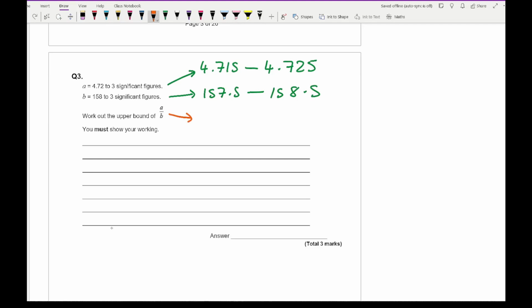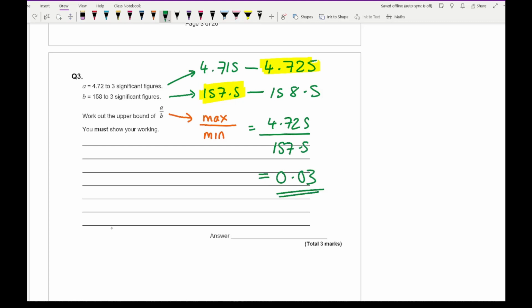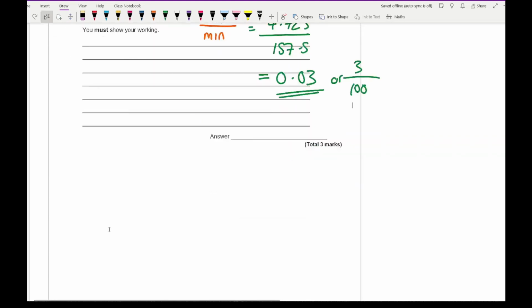Now, to get the upper bound of a fraction, we want the biggest numerator over the smallest denominator. So it's going to be using the biggest A and the smallest B. So working this out, it's going to be equal to 4.725 divided by 157.5. And if I type that all into my calculator, I get an answer of 0.03, or you can write it as a fraction of 3/100.